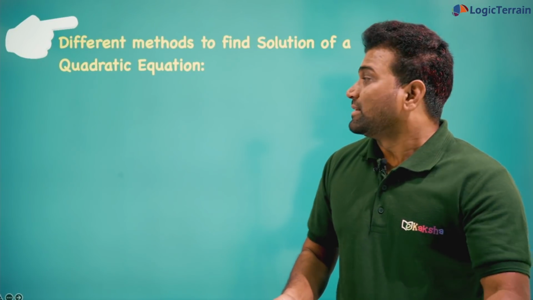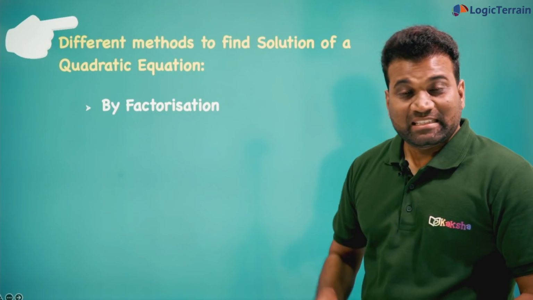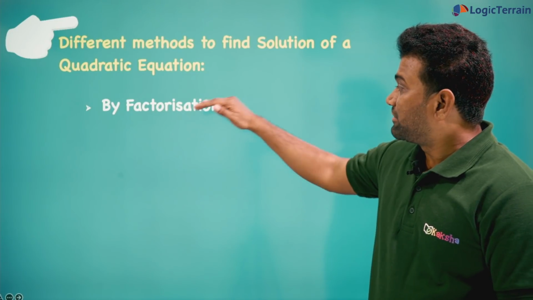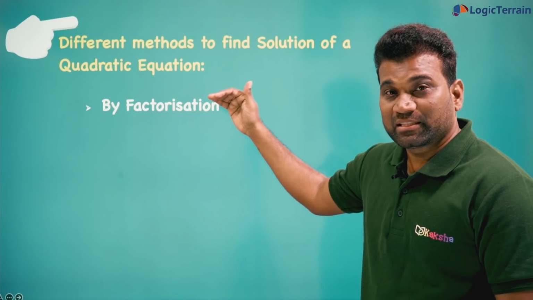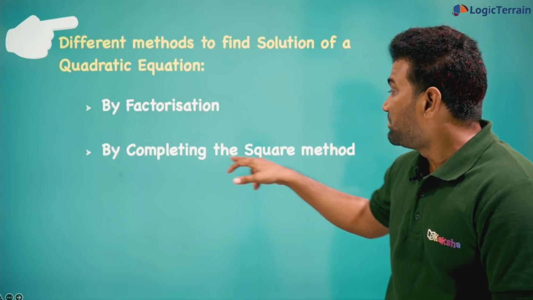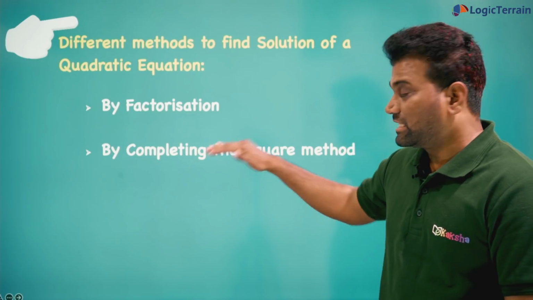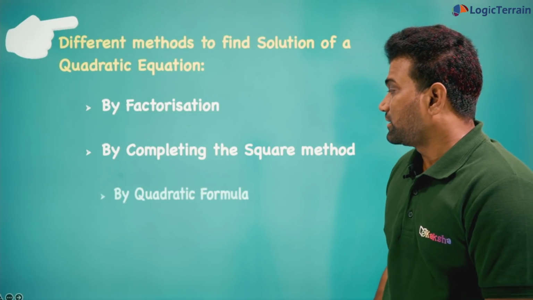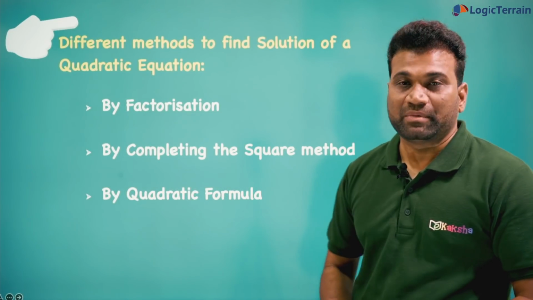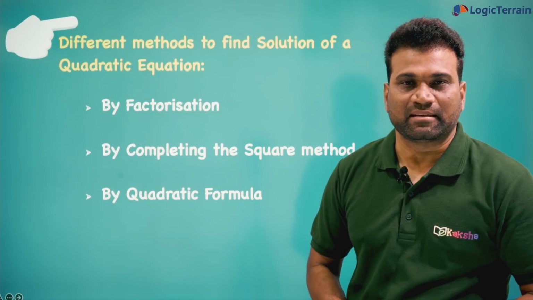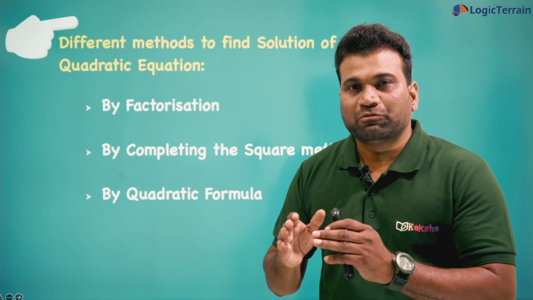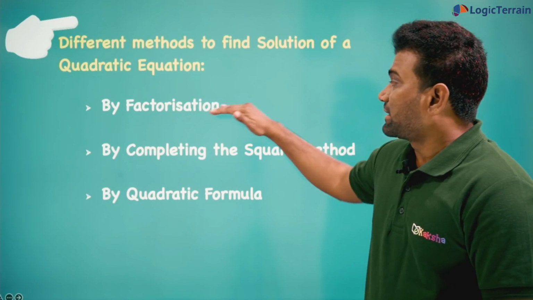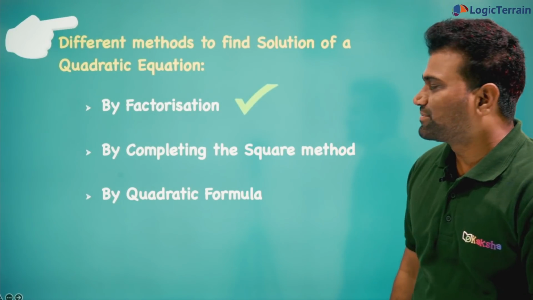Okay. First one, by factorization. So by factorizing method we can find solutions of a quadratic equation. Second one, by completing the square method. By using this method also we can find. And the third one, by quadratic formula, by using the formula as well. But in this session we will mainly focus on factorization method.